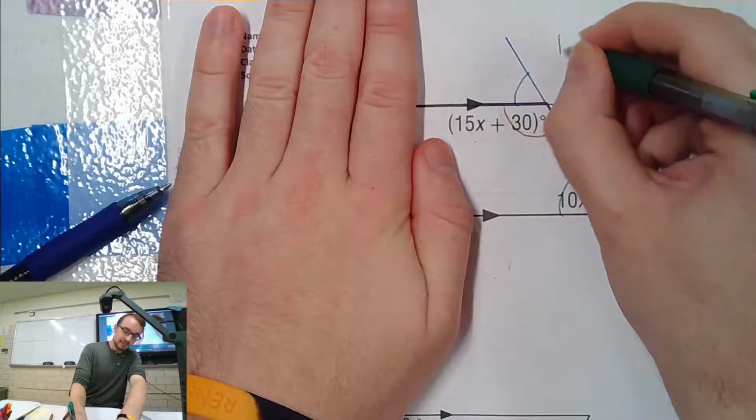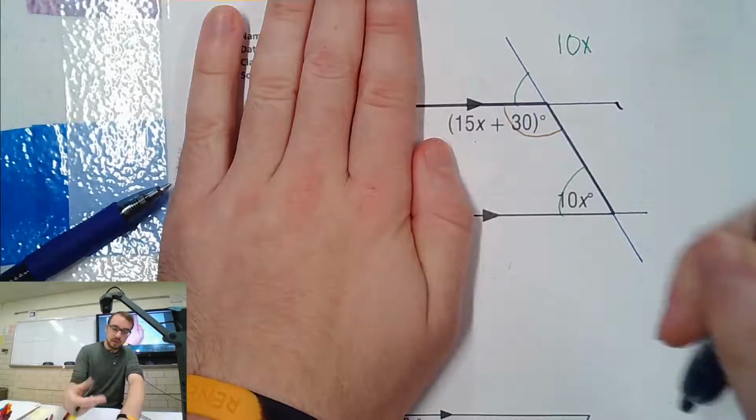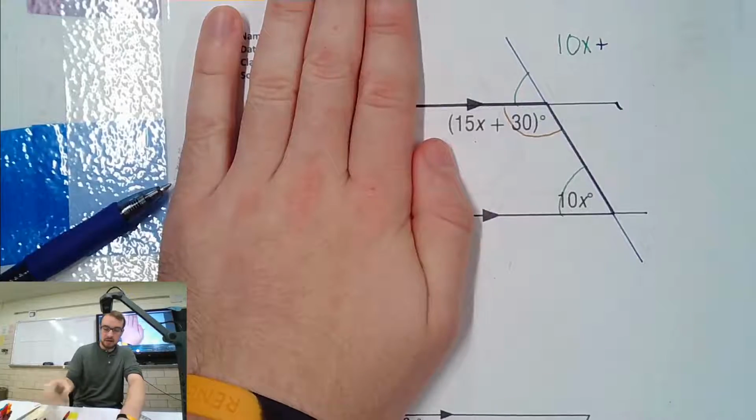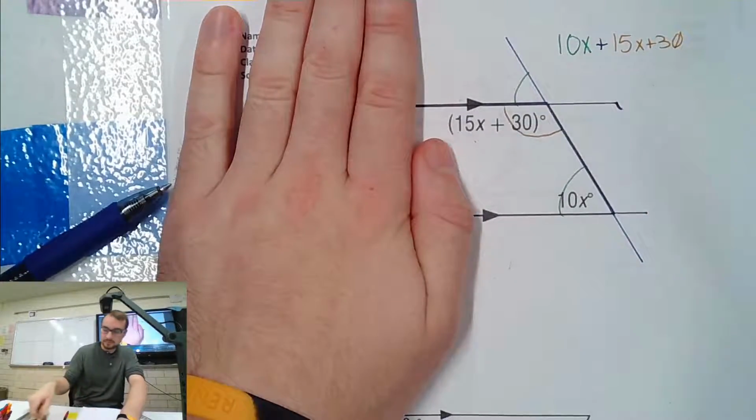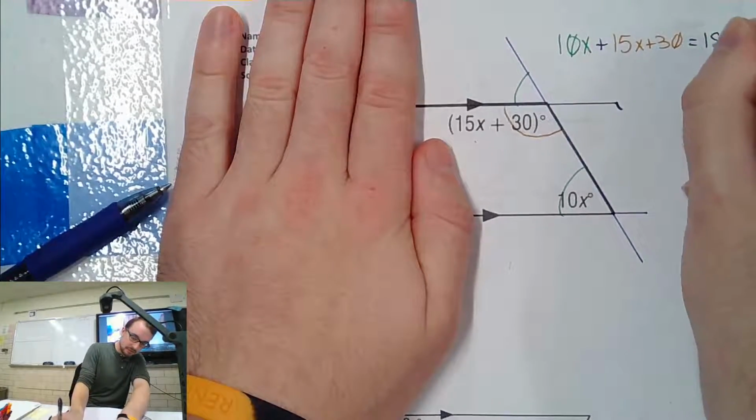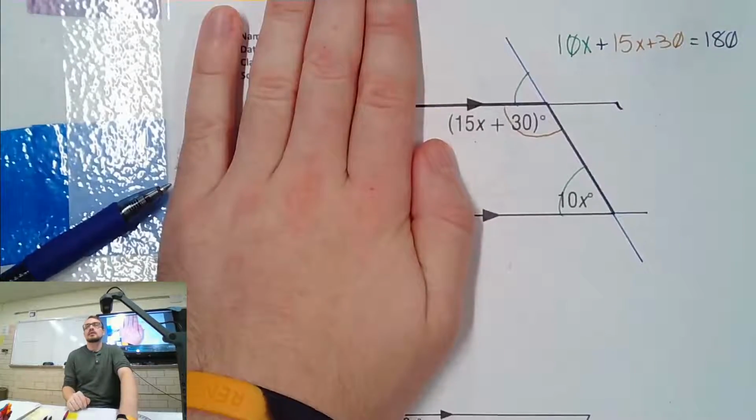So 10x plus the brown angle, which is 15x plus 30, a bunch of junk, right? Just write it down. Are a linear pair, so they add up to 180. Now you do math.